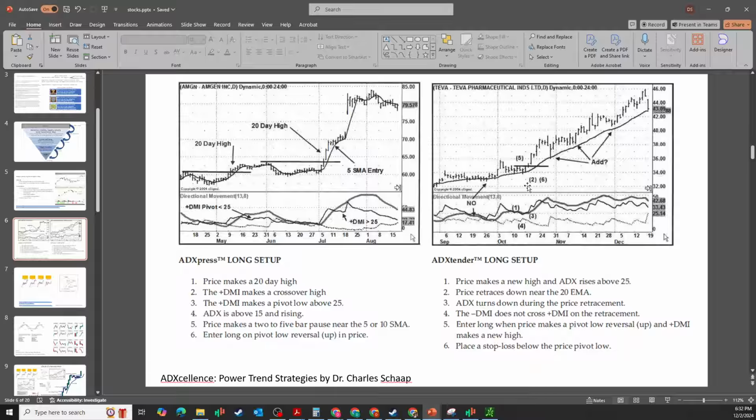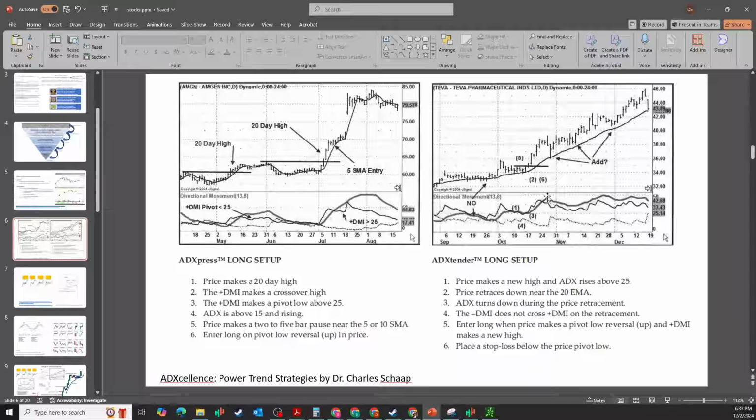And the AD Extender pattern is similar. It's just, rather than the ADX line continuing to go up, the pause or the consolidation is long enough and deep enough that it actually rolls the ADX line down. But the plus DI remains above the negative DI. So you can see there's this gap between the bottom line and the top line. So you have this upward thrust, and a consolidation which is long enough to cause the ADX to roll down, but not enough to cause the plus DI to go below the minus DI. So that's the AD Extender pattern.